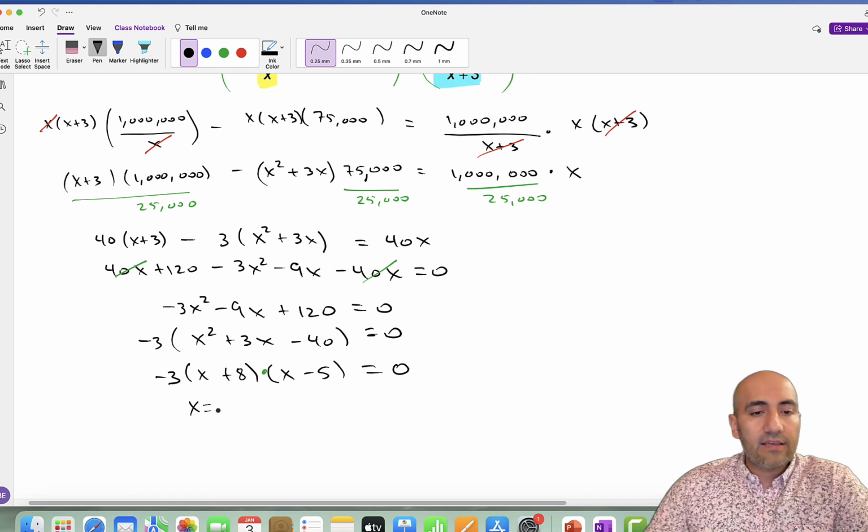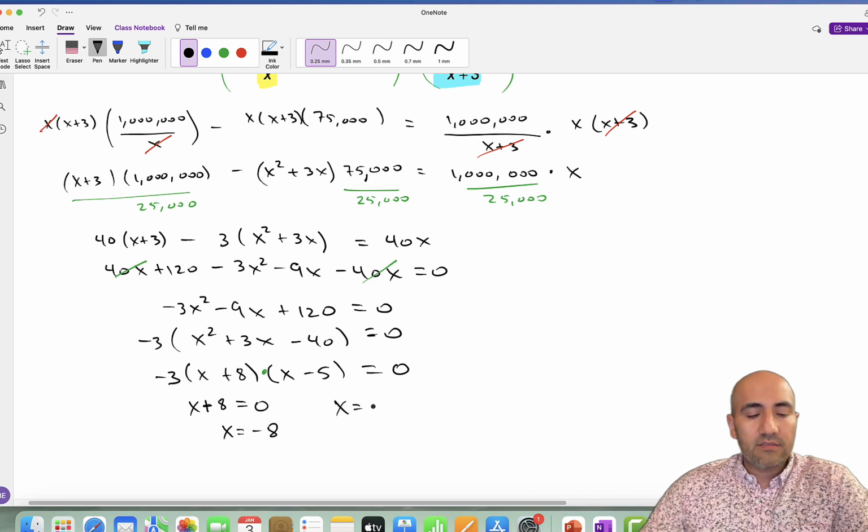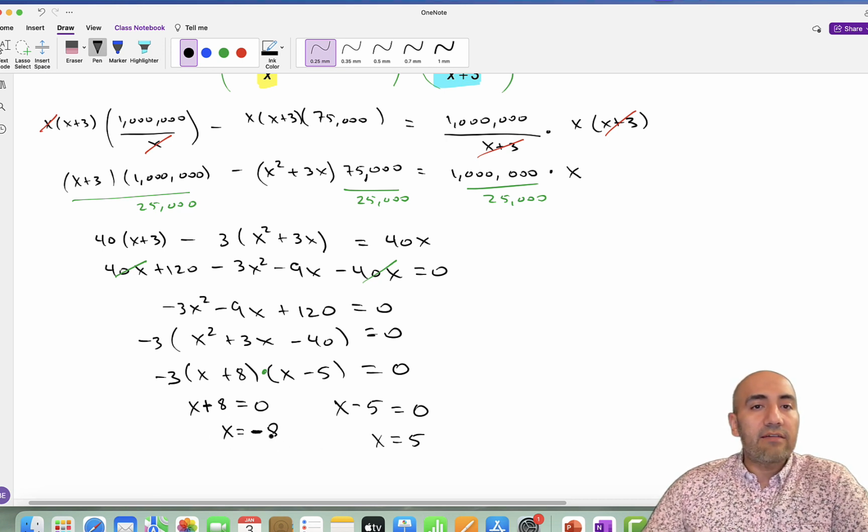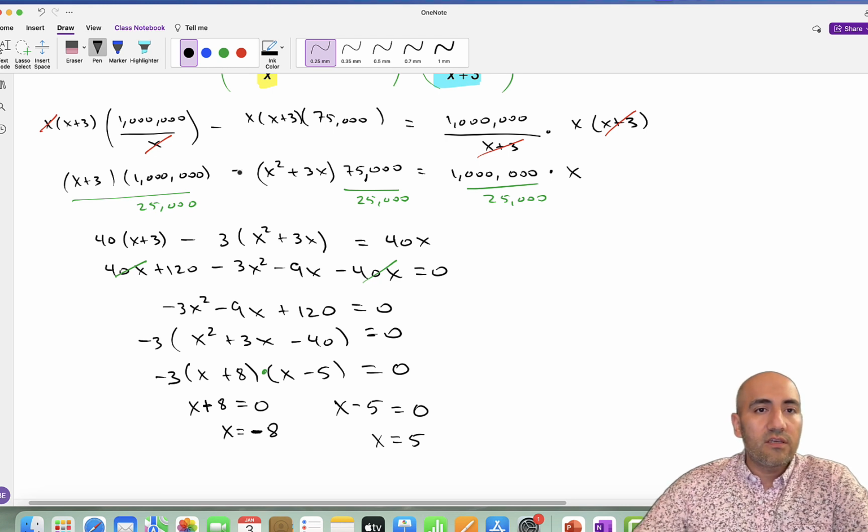x plus 8 equals 0, which means x equals minus 8 is one solution, and x minus 5 equals 0. So x equals 5 is another solution. Now remember what the value of x was. The value of x was the number of people in the original group that won the lottery. So we can't have a negative, right? We can't have a negative number of people in this group. It doesn't make sense. So we can automatically cancel out this guy, and this becomes our only potential solution.